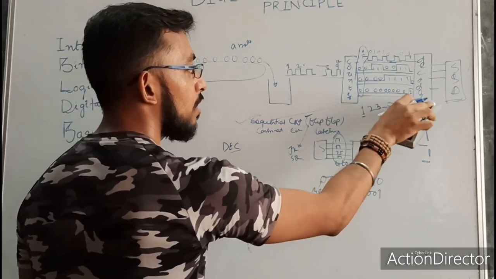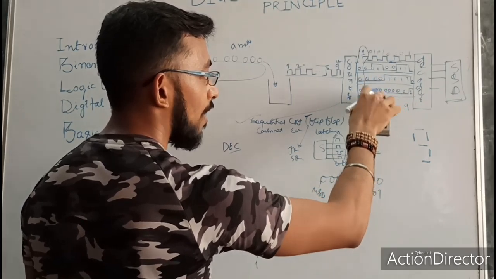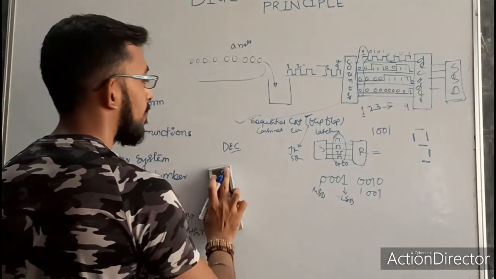Don't worry about this counter decoder. Just remember how this process works. These are the inputs given to the parallel stage, and this is the output of the 7-segment display.